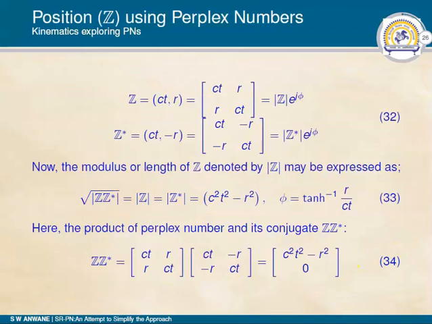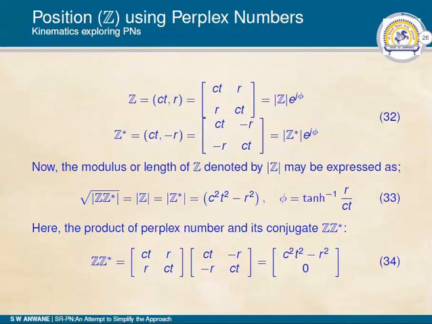Let us redefine all quantities in terms of relativity and events. Z can be represented in three ways: a pair of quantities ct and R, which you can call ordered pair, that can be represented in form of a 2 by 2 matrix or simply 2 by 1 matrix. And the same quantity can be represented by Euler representation, mod of Z e to the power j phi. Its complex conjugate is in the second equation.